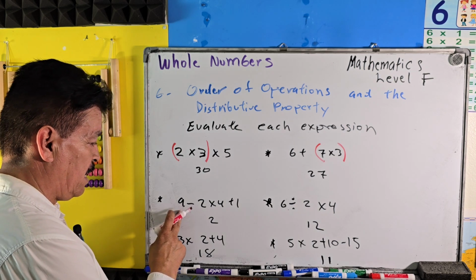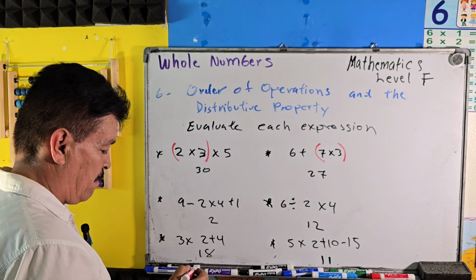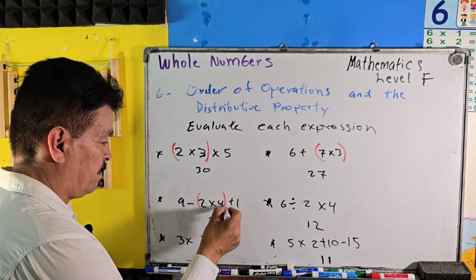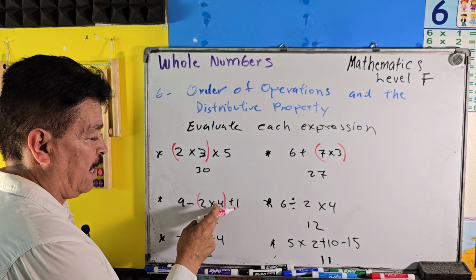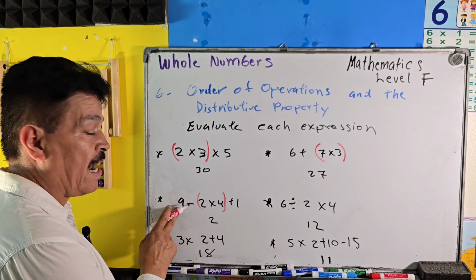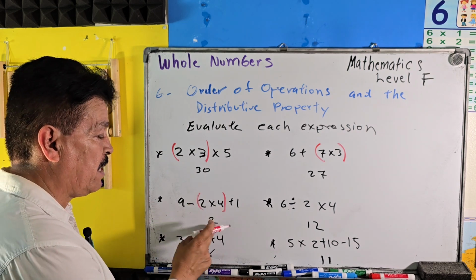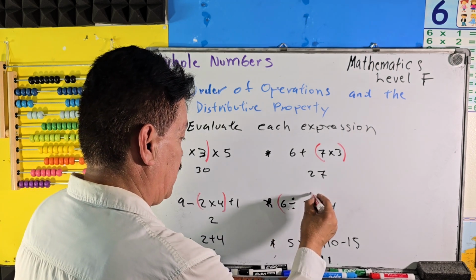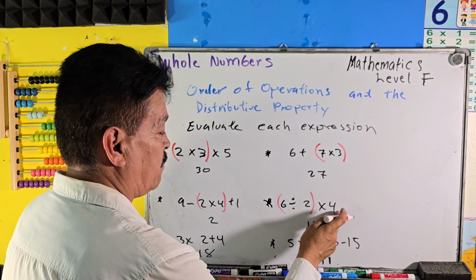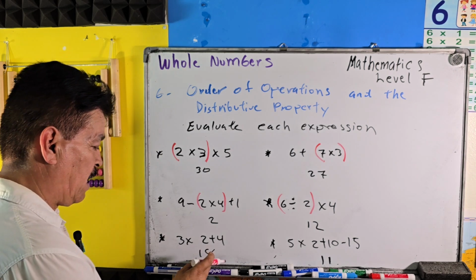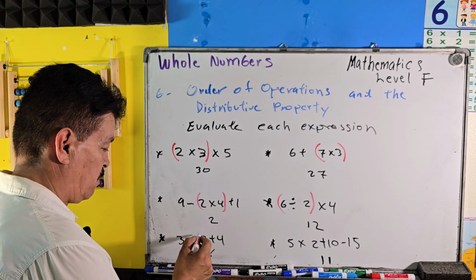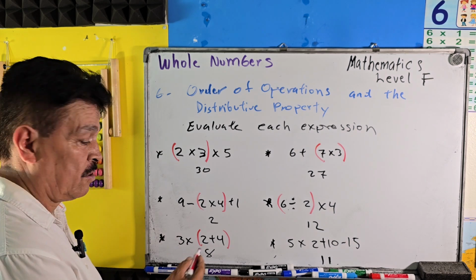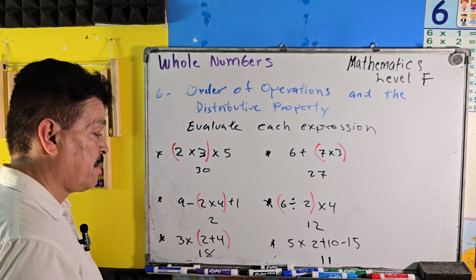This one we have 9 minus something equals 2. Here 2 times 4 is 8, 9 minus 8 is 1, plus 1 is equal to 2. Yeah? So here 6 divided by 2 is 3, times 4 is 12. We have 18 right here: 3 times 6, since 2 plus 4 is 6. Okay?